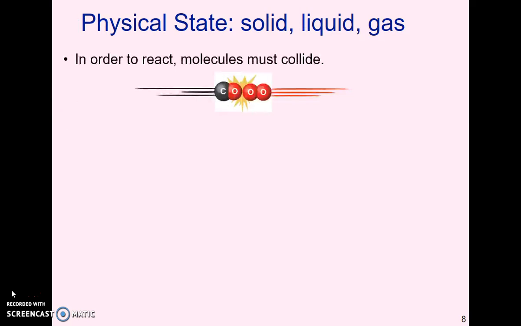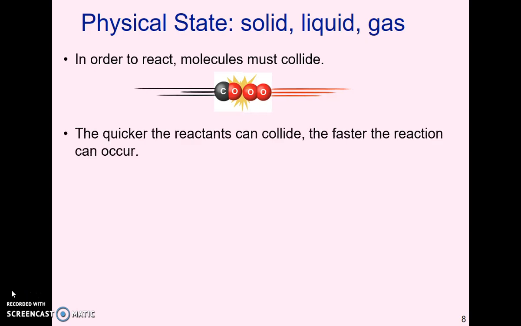So, as we said, in order to react, molecules must collide. And the quicker the reactants can collide, the faster the reaction occurs. The more effective collisions you have, the faster the reaction is going to occur. Now, if you think about this, which phase of matter do you think is going to have more collisions? This is pretty straightforward. Gas particles are going to react much faster. They move fast. They don't have a finite space, so they're more likely to collide with each other.